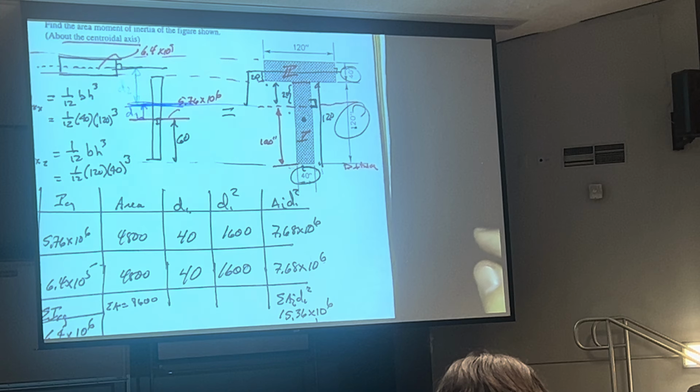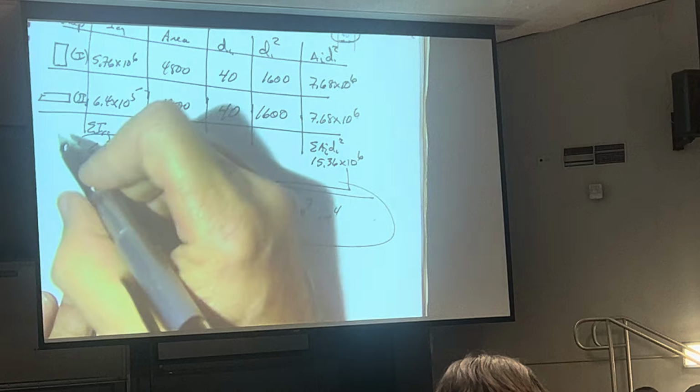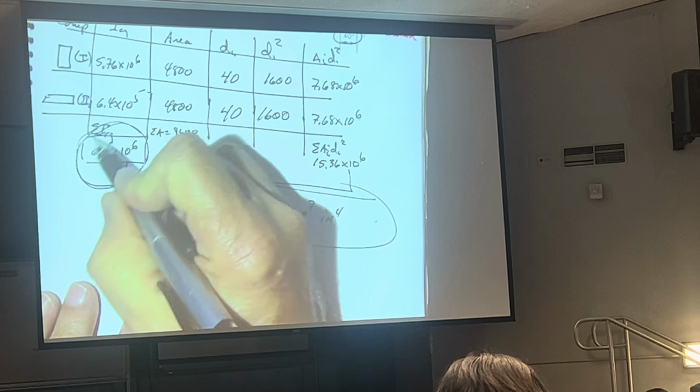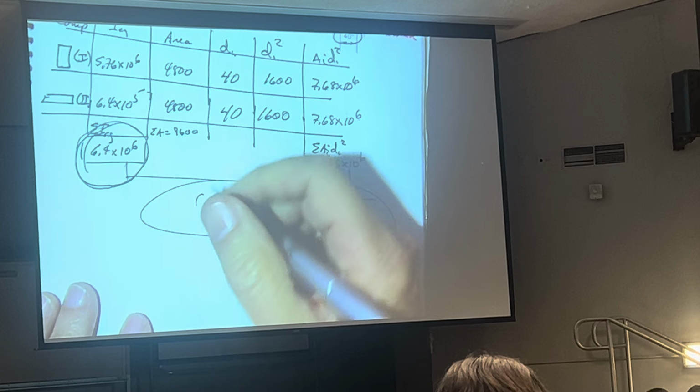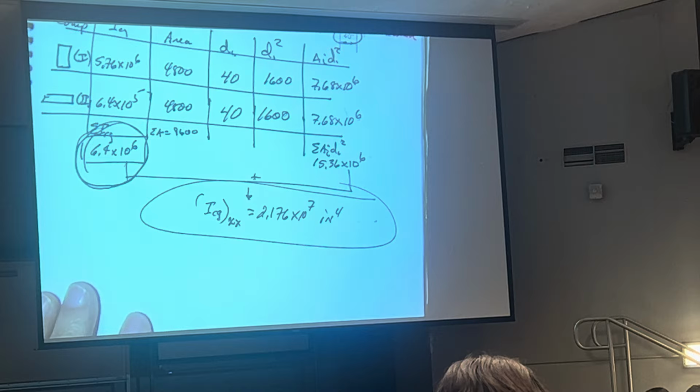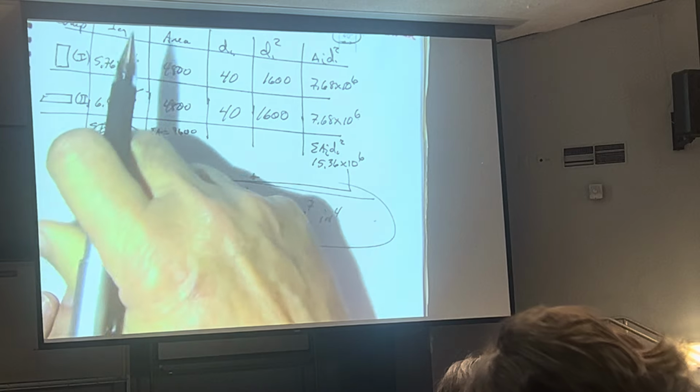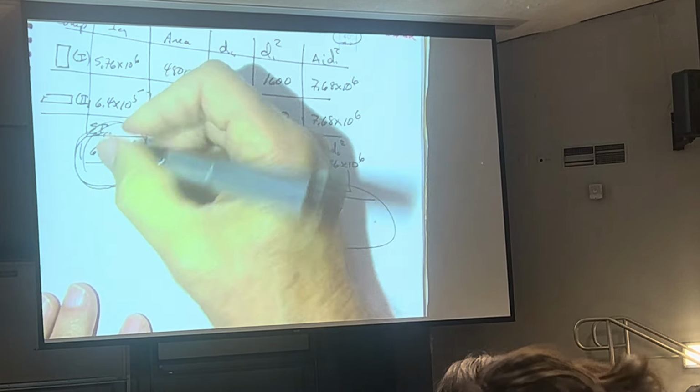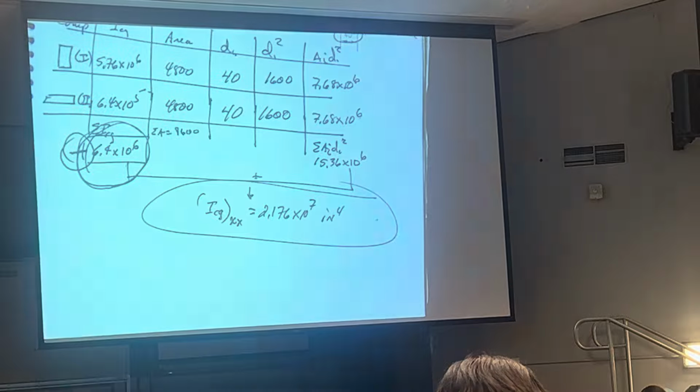Earlier you said you couldn't have negative moments if there was a hole. You can't have the overall value being negative. These individual pieces can be negative, but the overall value cannot be negative. So if you sum this up and you get a negative, you know you did something wrong.